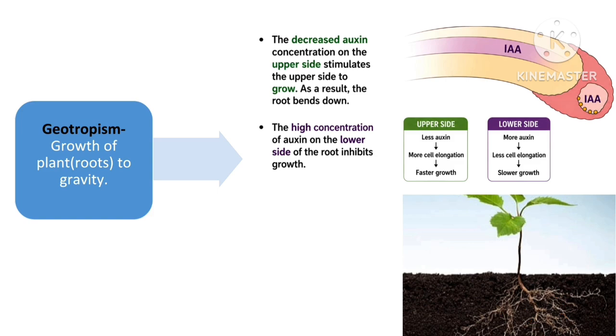This type of movement is called geotropism. In the shoot, more auxin promotes cell elongation, but in root, more auxin inhibits cell elongation. So, in the lower side, as more auxin is present, cell elongation decreases. But in the upper side, less auxin is present. So, more cell elongation occurs and the root bends towards the soil.